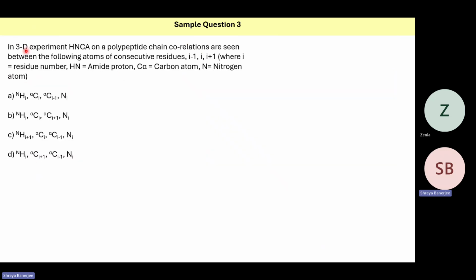The next question is asking, in the 3D experiment HNCA on a polypeptide chain, correlations are seen between the following atoms of consecutive residues. So the residues are I minus 1, I and I plus 1. And the question is asking that in an HNCA experiment, correlations are seen between which atoms of these residues.